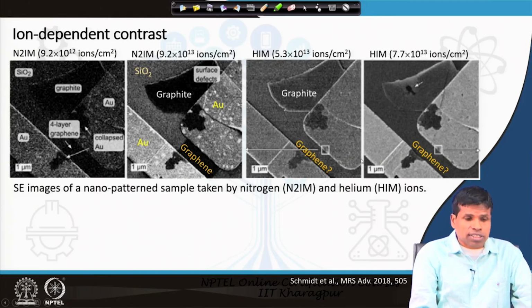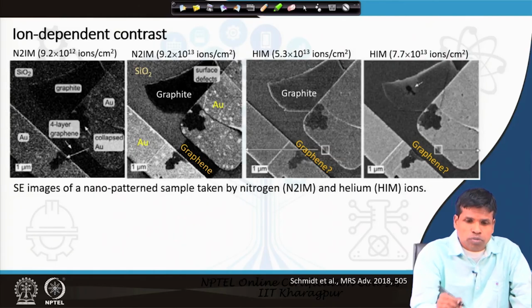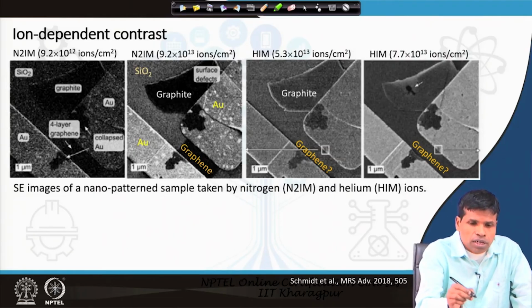Then ion dependent contrast. So far we have talked about the helium ion microscope, but by changing helium to other ions we can also produce a drastic contrast difference. For example, that is what you see here. We stop here for today, and we continue with this ion dependent contrast in our next lecture.